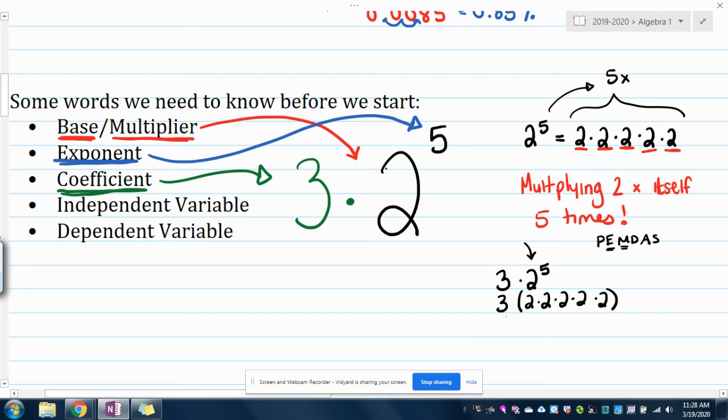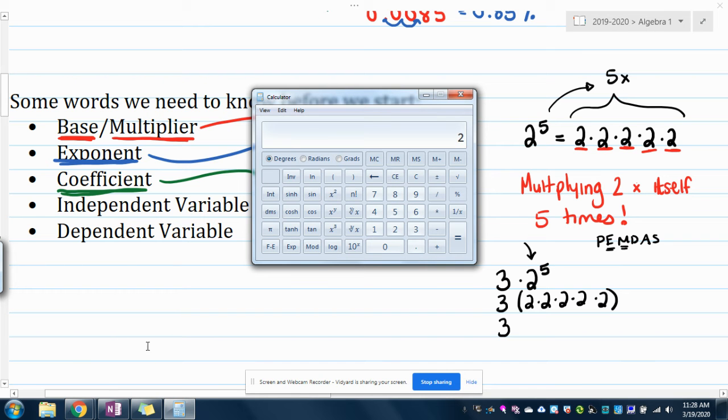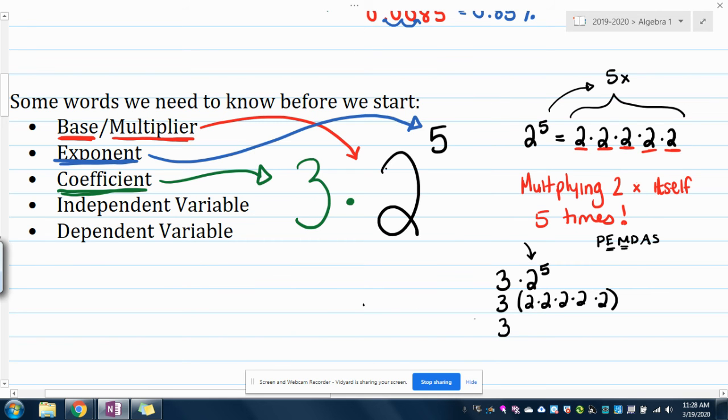And 2 to the 5th power, you can either do it out. So 2 times 2 is 4, times 2 is 8, times 2 is 16, times 2 is 32. Or you could put it into a calculator. I'll show you how that works. So if I do 2 to the 5th power, it's 32. So I would do 3 times 32. And 3 times 32 is 96.